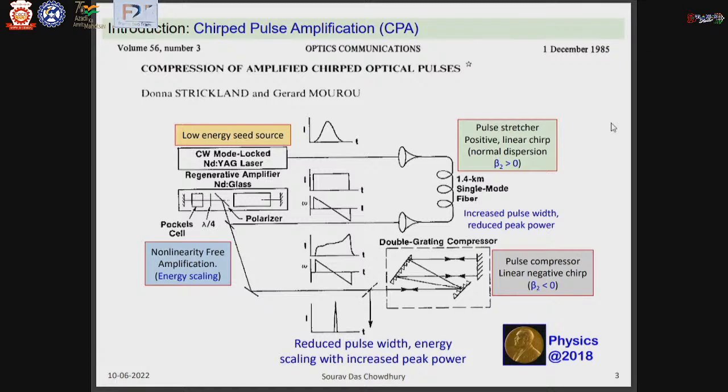After amplification, this is the best novel part of this work, they recompress the pulse into the ultrafast domain, and when they did that, as the pulse acquired more energy through the amplifier, the pulse peak power shoots up significantly. So this is chirped pulse amplification. This is mostly a free space configuration apart from this fiber part.